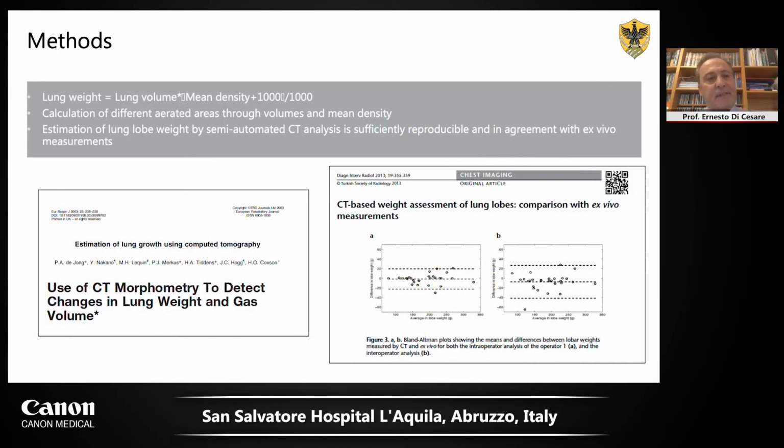But also, this is the particular aspect that I want to stress from our research: we analyzed the lung weight as lung volume times mean density plus 1,000, over 1,000, which was able to provide a calculation of different aerated areas through volumes and mean density. In this way, we obtained an estimation of lung lobe weight by a semi-automatic CT analysis.